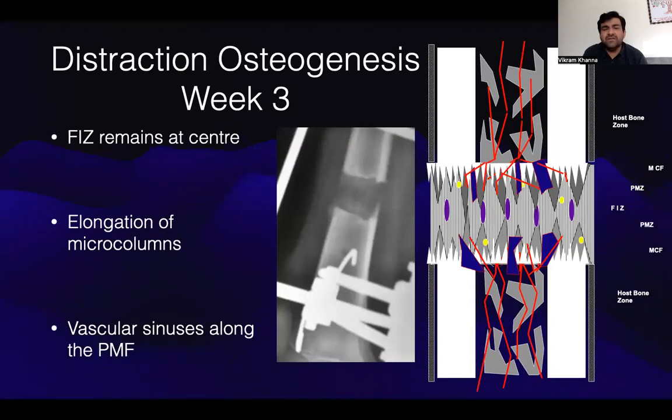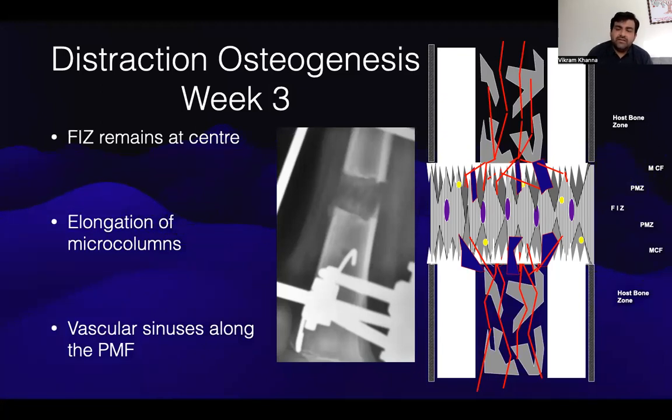In the distraction week 3, the fibrous interzone remains as such. We can see a radiolucent area in between the regenerate. There is nothing to worry about. Elongation of the microcolumns is there, and vascular sinuses are present along the primary mineralization front.